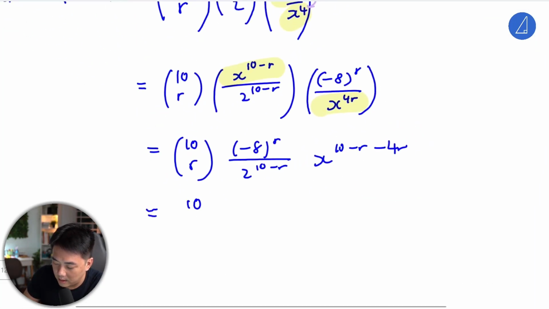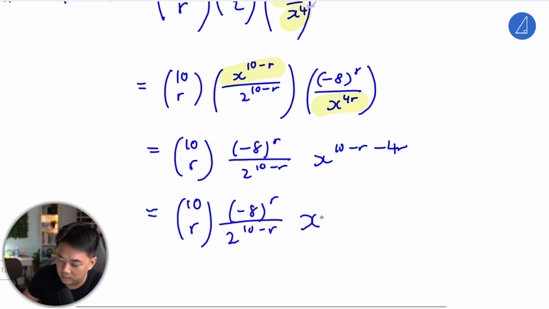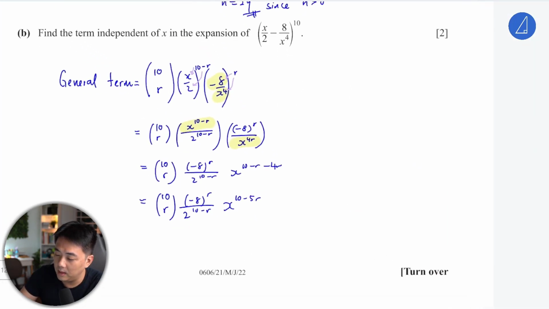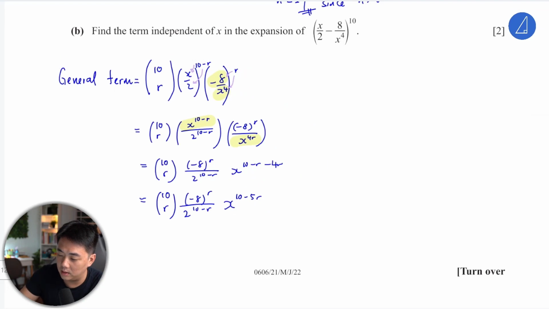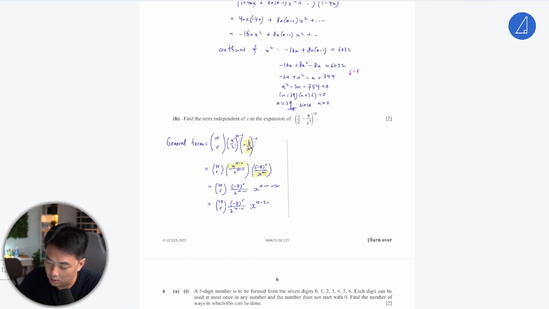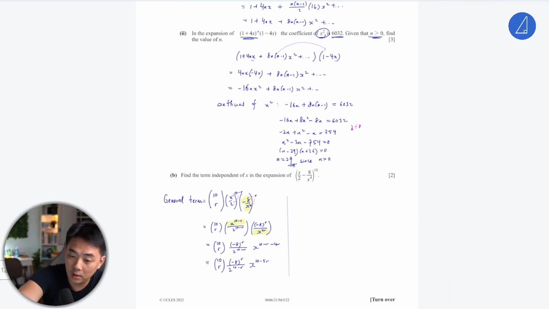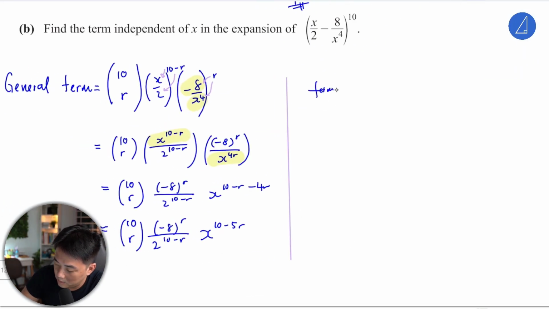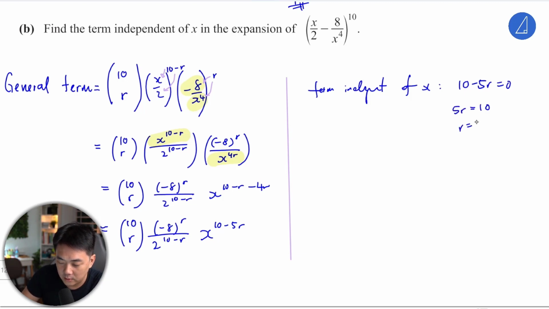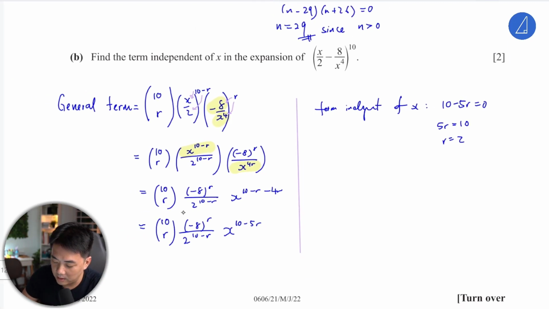Now what we want is actually just to find that r which corresponds to the independent term. So 10 minus 5r. Okay, term independent of x will mean that the power is actually just 0, right? So term independent of x will mean that 10 minus 5r is just 0. So 5r is 10 and r is 2. So for the term independent of x, we just need to substitute. So hence the term is 10 choose 2 times minus 8 to the power 2 times half to the power 10 minus 2.